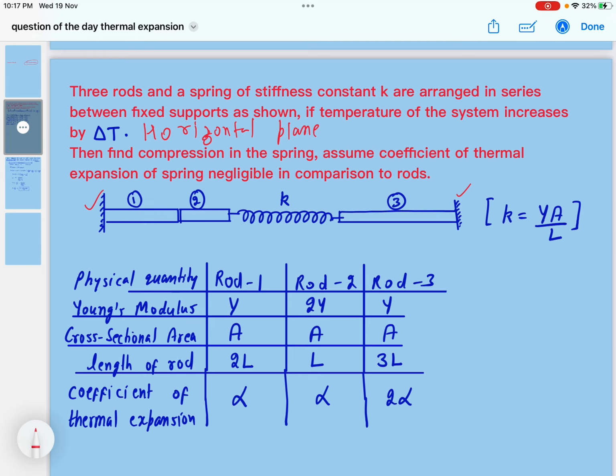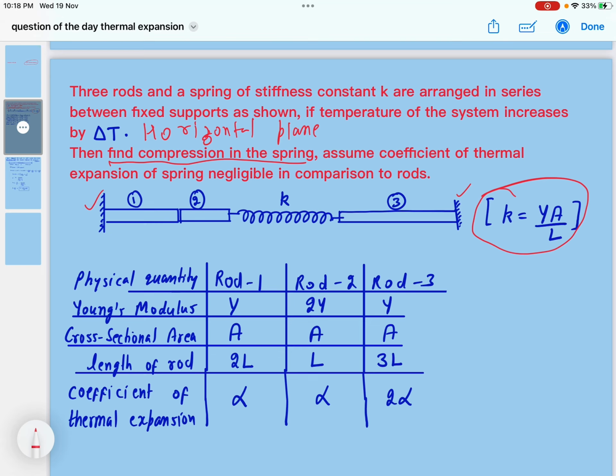Now for all three rods, some physical quantities are given: Young's modulus, cross-sectional area, length of rod, and coefficient of thermal expansion. These four things are given for each and every rod, rod 1, rod 2, and rod 3. And spring constant K is also expressed in terms of YA and L. So that data is given to you. And what is required in the question? We need the compression in the spring.